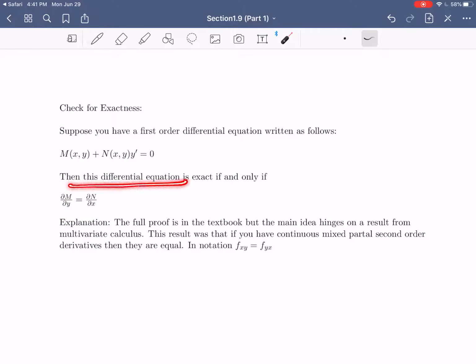We can say this differential equation is exact if and only if the partial with respect to y of this component is equal to the partial with respect to x of this component. Sometimes you'll see this written without the partial derivative notation, written with the subscript: M sub y equals N sub x. If you remember from a multivariate course, when you see a subscript of y or a subscript of x, it just means we're taking the derivative with respect to y or with respect to x.